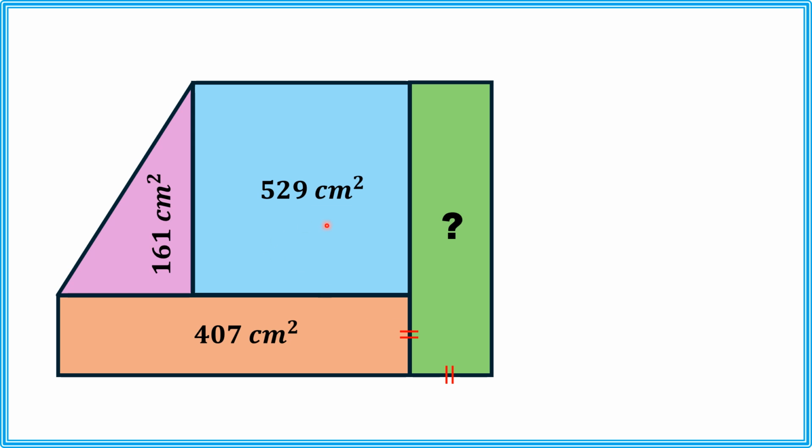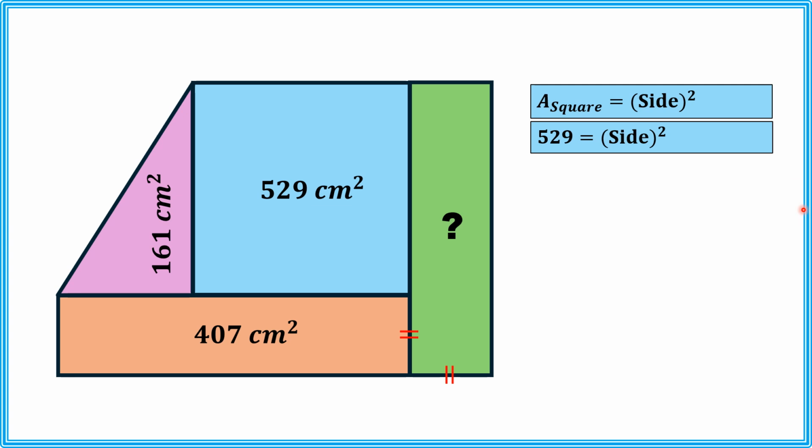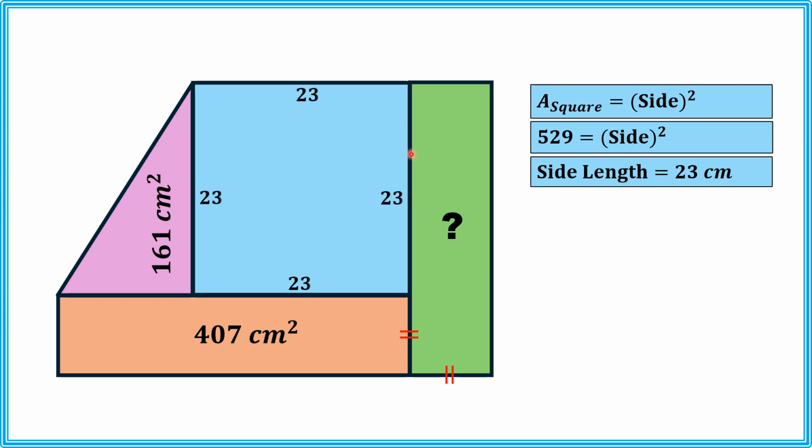First of all, we know that the area of a square is equal to the square of its side. The area of the square is given as 529, so 529 will be equal to the square of the side, and taking the square root on both sides we will have side length equal to 23 centimeter. So each side of this square has length 23.